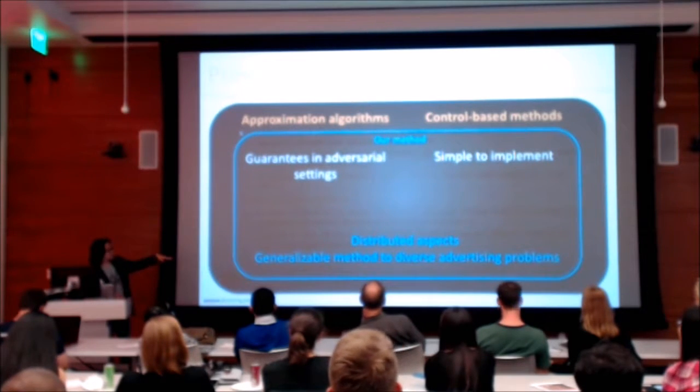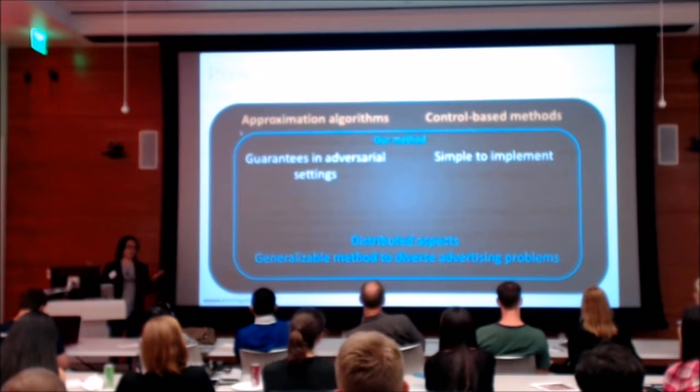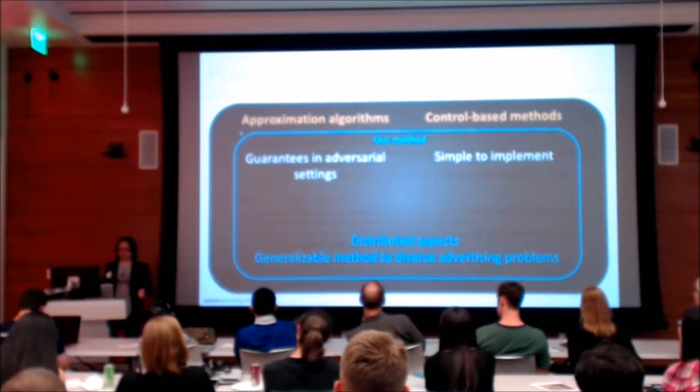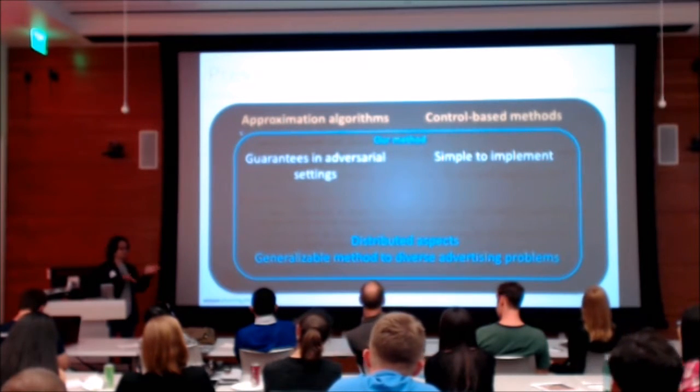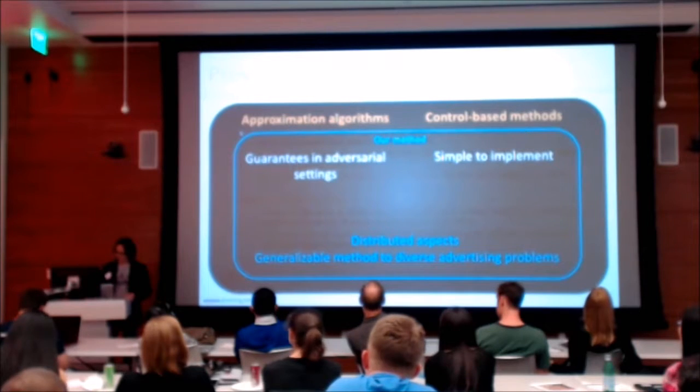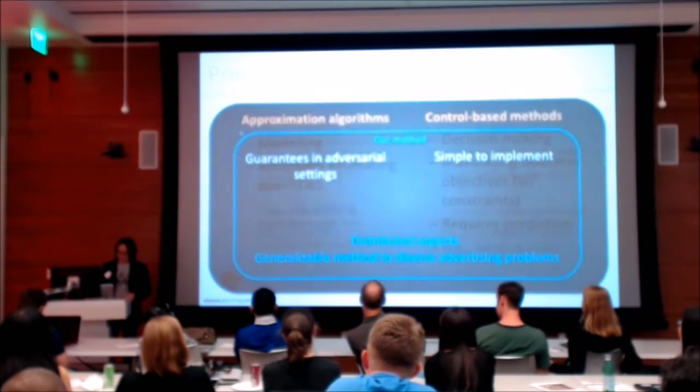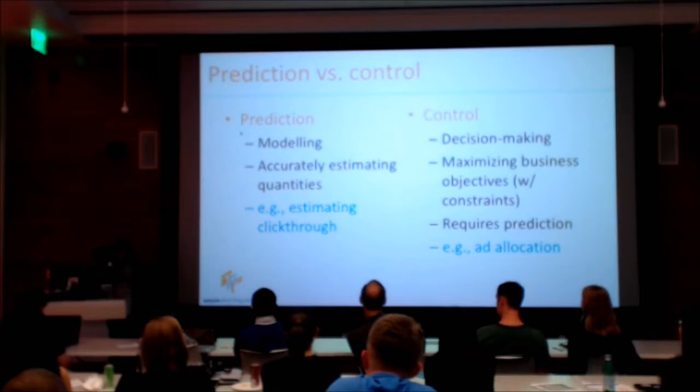And second, we like a method that can generalize to a number of ad allocation problems for advertising. So rather than reinvent 17 different algorithms, just have one algorithm for all the different problems. Before I continue, I just want to make a distinction here between prediction versus control, because these often get confused, not just in the ad space, but in machine learning in general. So it's worth spending a little bit of time on it.